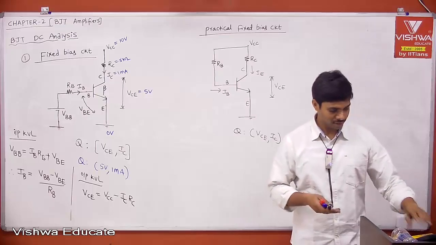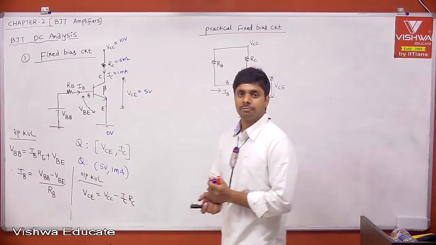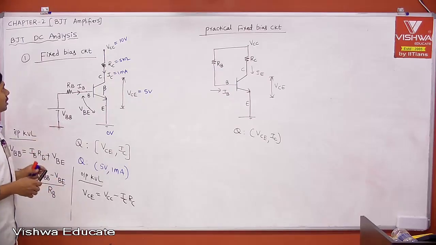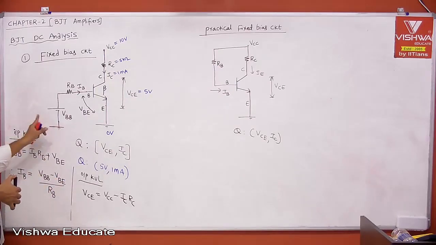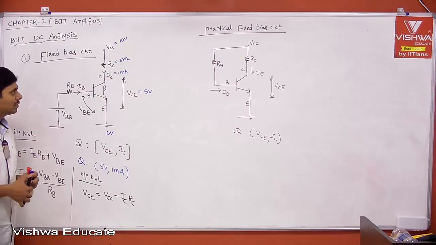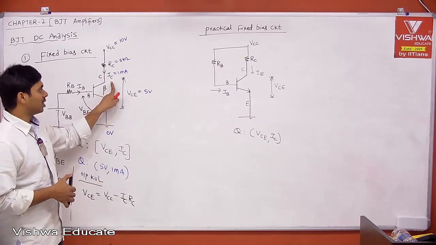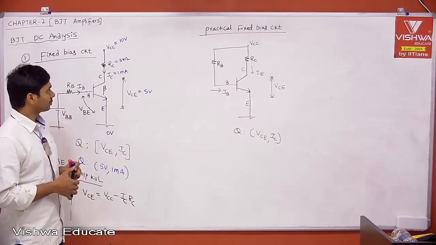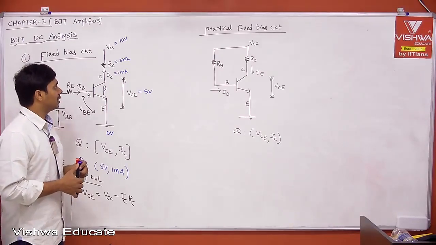Welcome back. In the last session, we had seen the fixed bias circuit, and I explained the limitation of fixed bias circuit. The limitation of fixed bias circuit is it doesn't have Q point stability. If temperature changes, if IC is changing, then Q point is moving. Then I explained the reason for it.